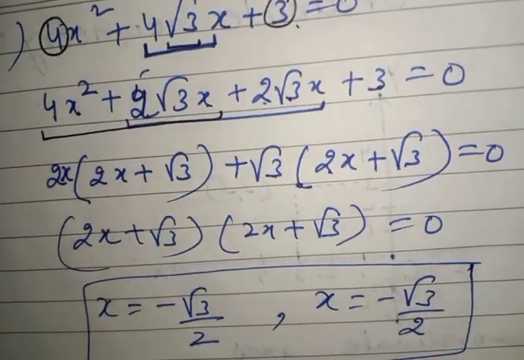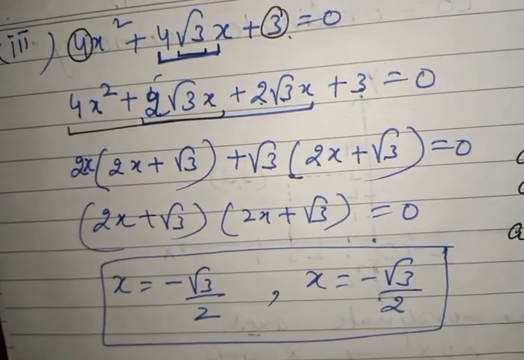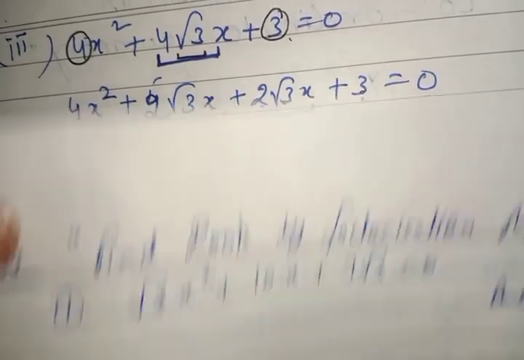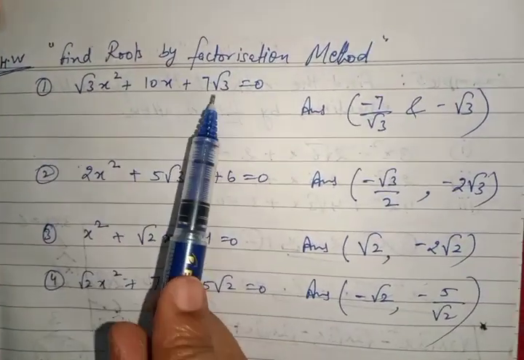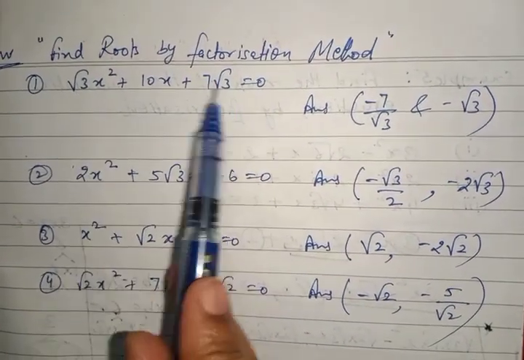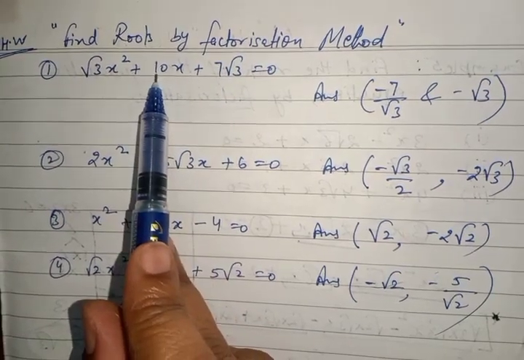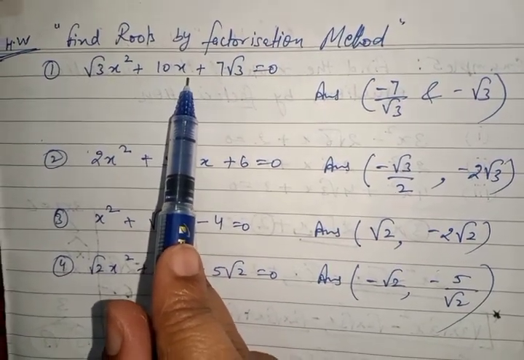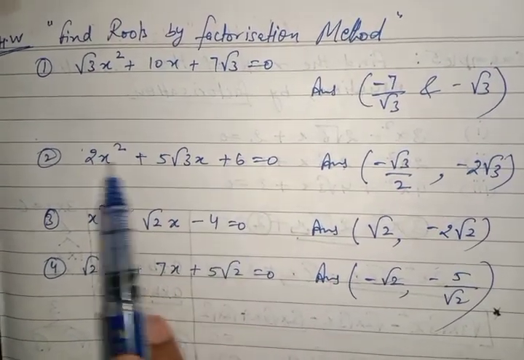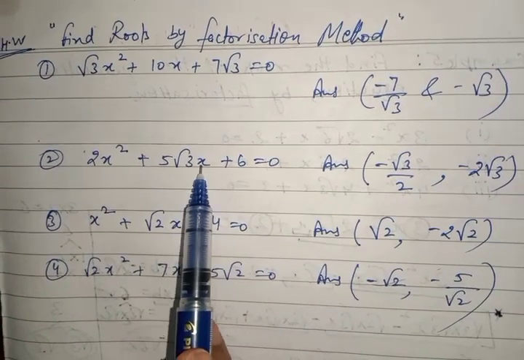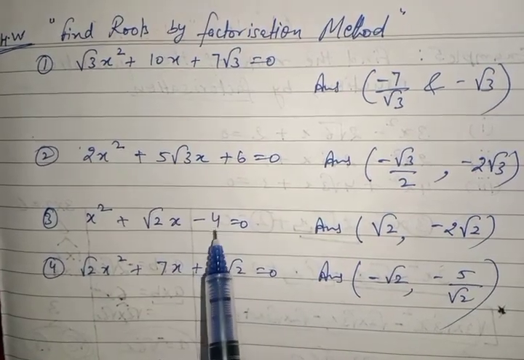I am giving you some questions as homework. If you find anything difficult, you can ask in the comment box. Very important questions, so note down these questions. The first one is root 3x square plus 10x plus 7 root 3 is equal to 0. If you multiply the last, you will get 21, and 21 can be factorized as 7x plus 3x, and after that you can take common. Here also 2 6 are 12. If you make factors of 12, you can convert 3 into root 3 into root 3, and you can easily do this also. Similarly this one and this one.